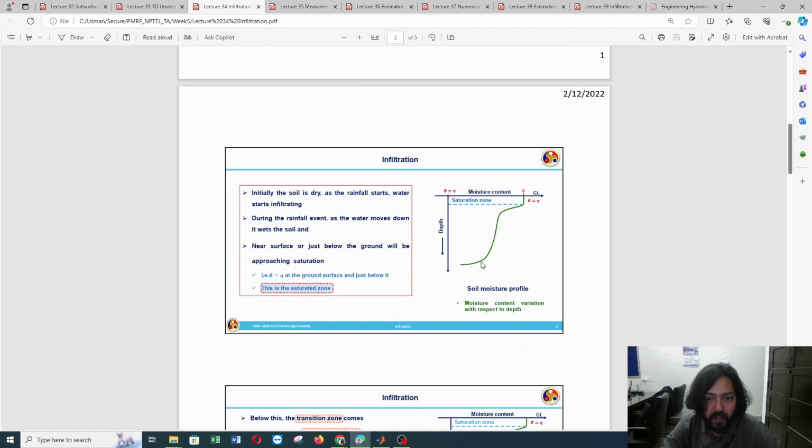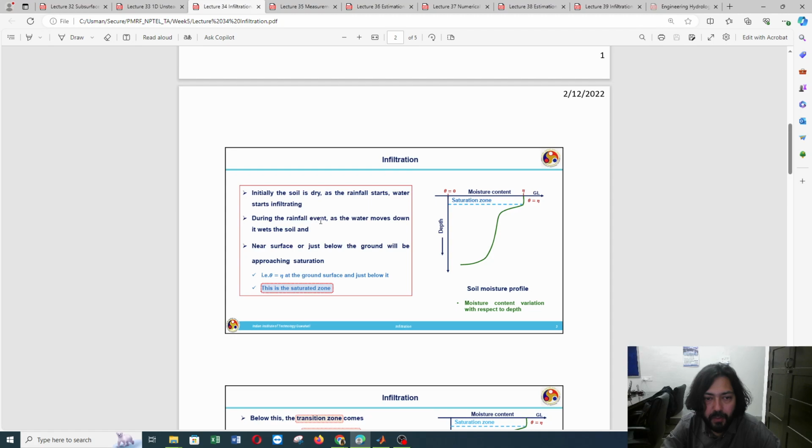Now this is the soil moisture profile, like how the value of moisture content varies with respect to depth, right? Initially the soil is dry, at the beginning of the stage the soil is dry, so at that time we can say that the moisture content will be 0. So theta would be 0 initially.